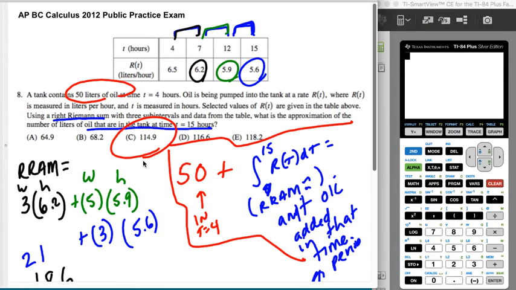Just, again, be cautious, because this is a trap. This is a trap answer. This is the answer you get if you do all the math right, but then you forget that there were 50 liters in the tank originally.